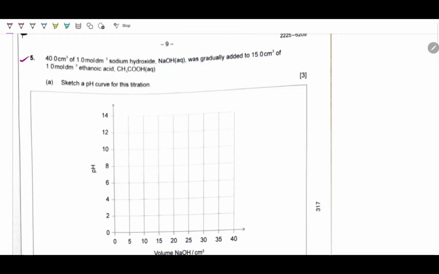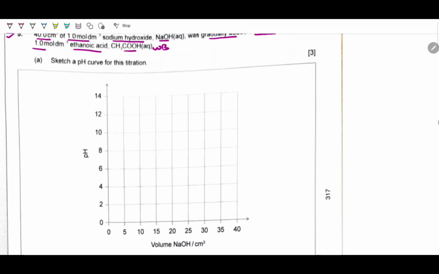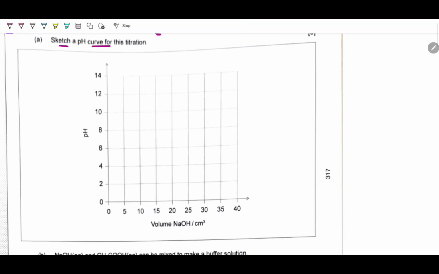Question 5 says 40 cm3 of 1 mol per dm3 sodium hydroxide, NaOH, is gradually added to 15 cm3 of 1.0 mol per dm3 ethanoic acid. Okay. So what am I adding? I am adding a strong base to a weak acid. Strong base is added to a weak acid. Hence, I have to sketch a pH curve for this titration.